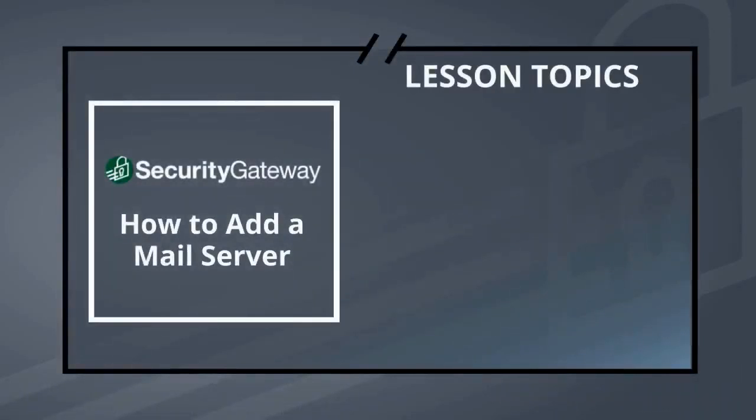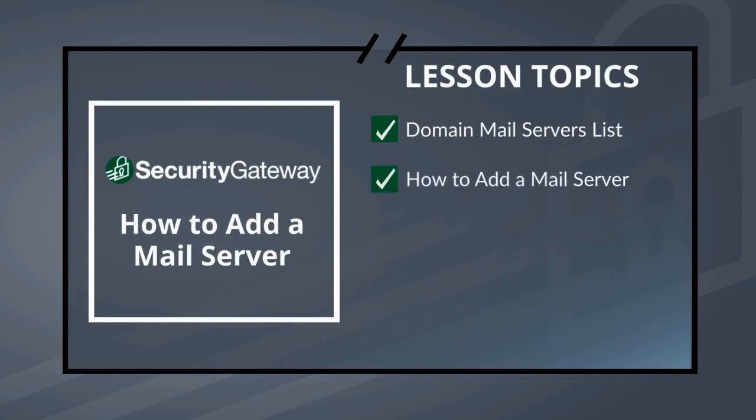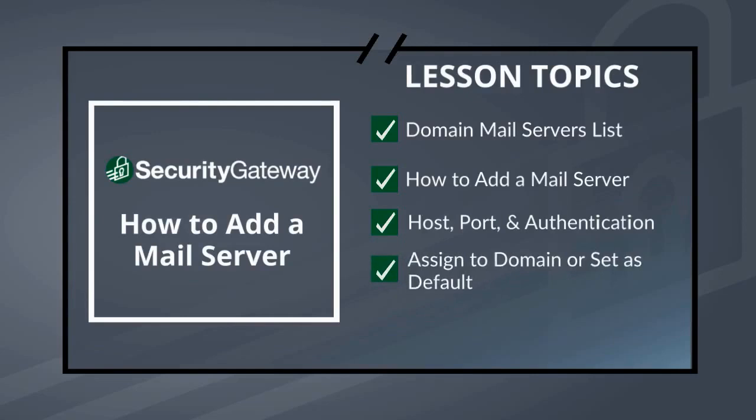This lesson covers the following topics: viewing a list of mail servers that you are currently protecting with a security gateway, adding a new mail server, configuring host, port, and authentication settings for the new mail server, and assigning a mail server to a domain or setting it as a default mail server.